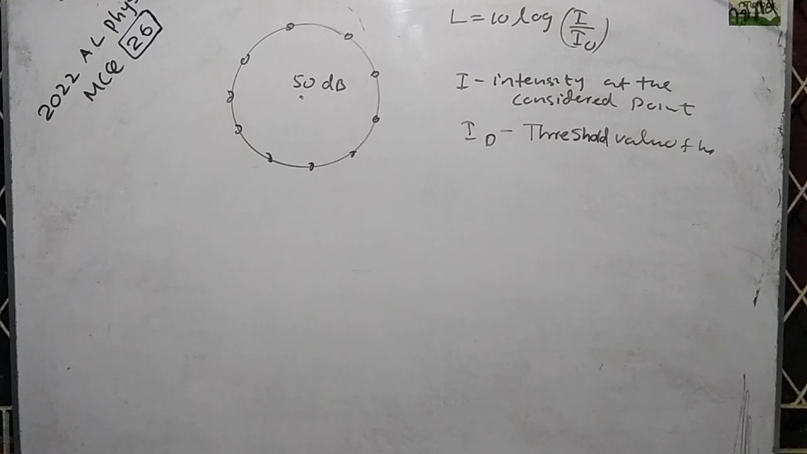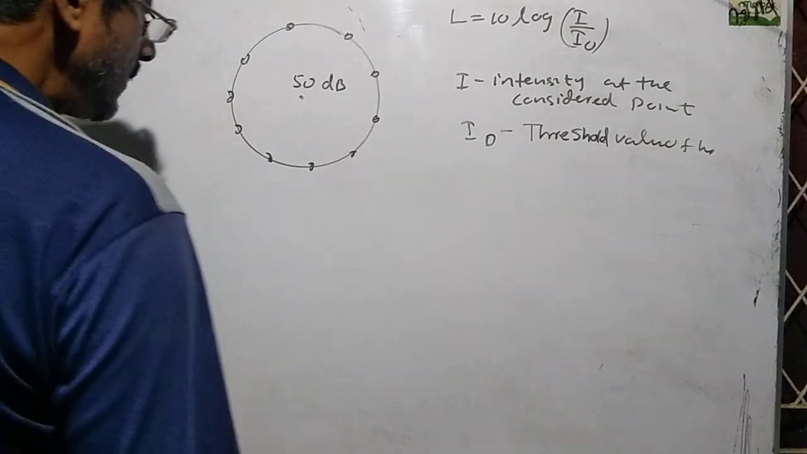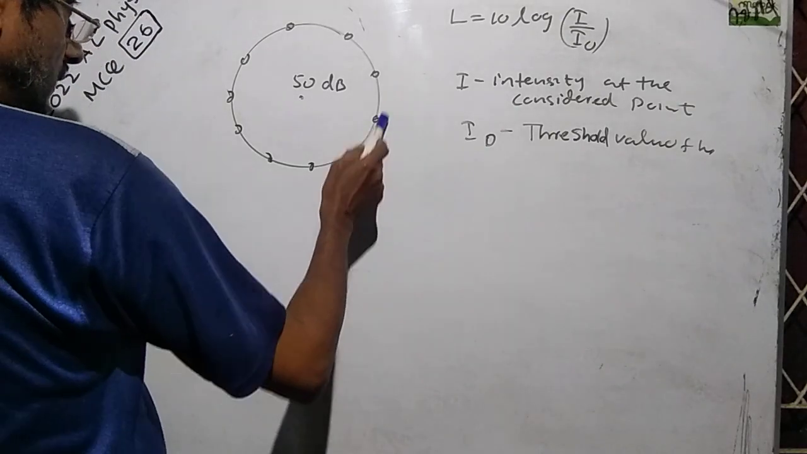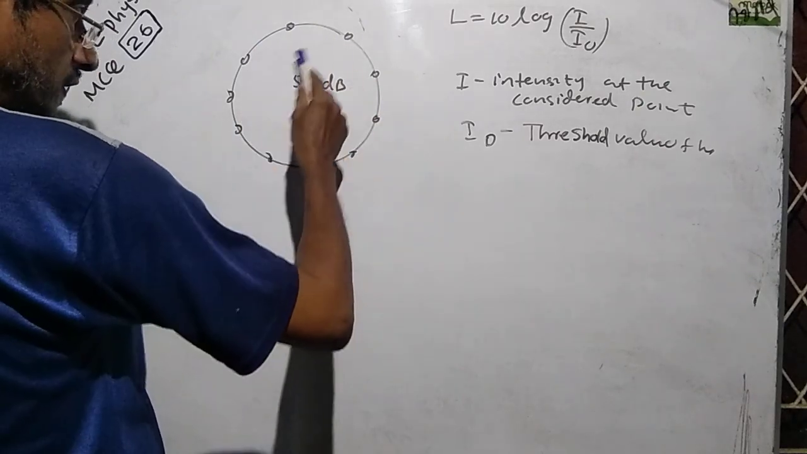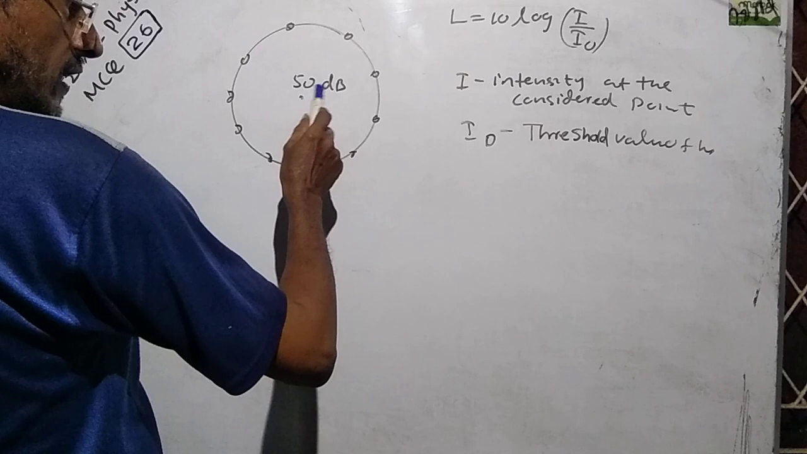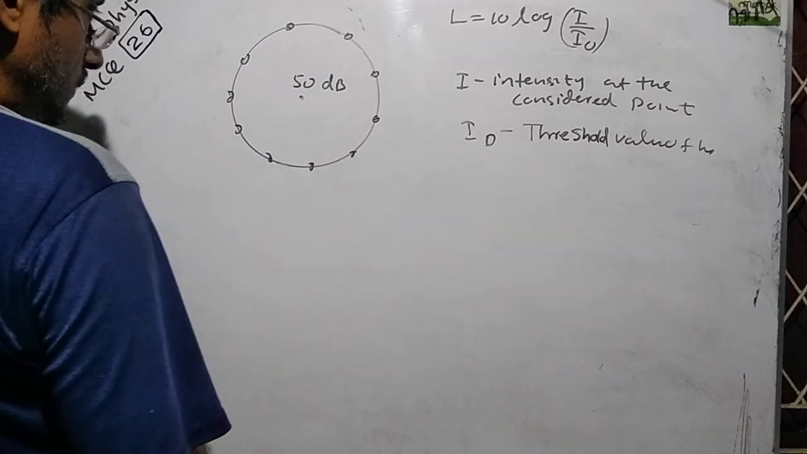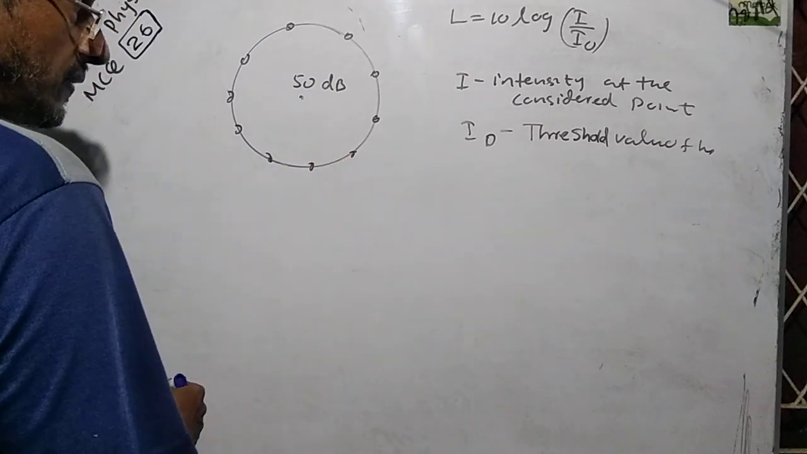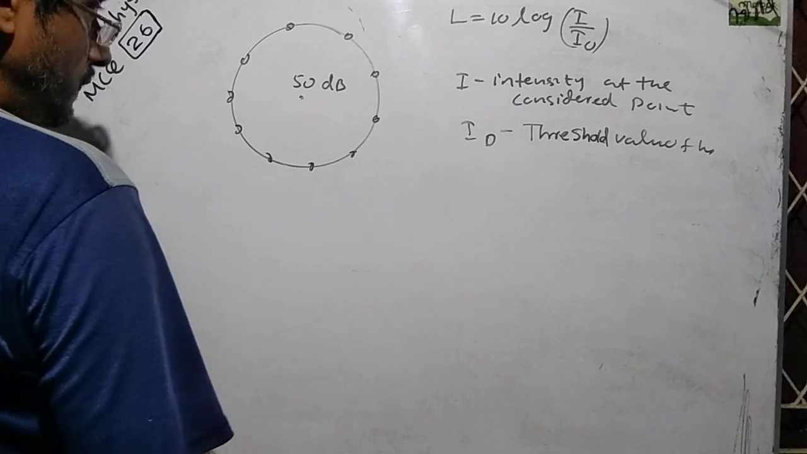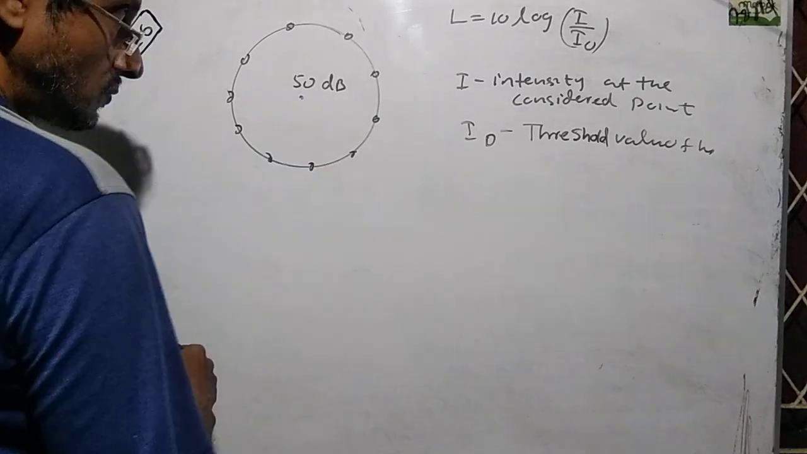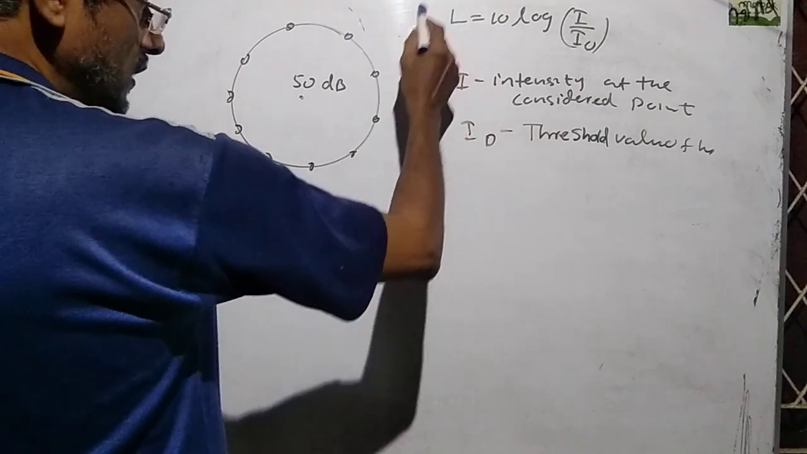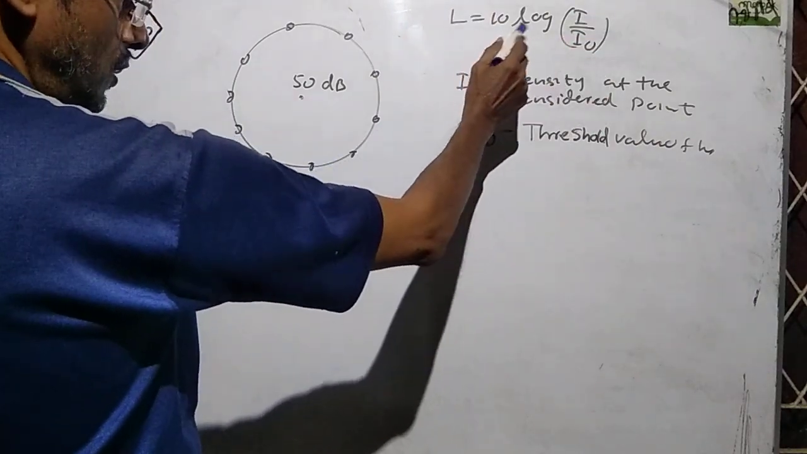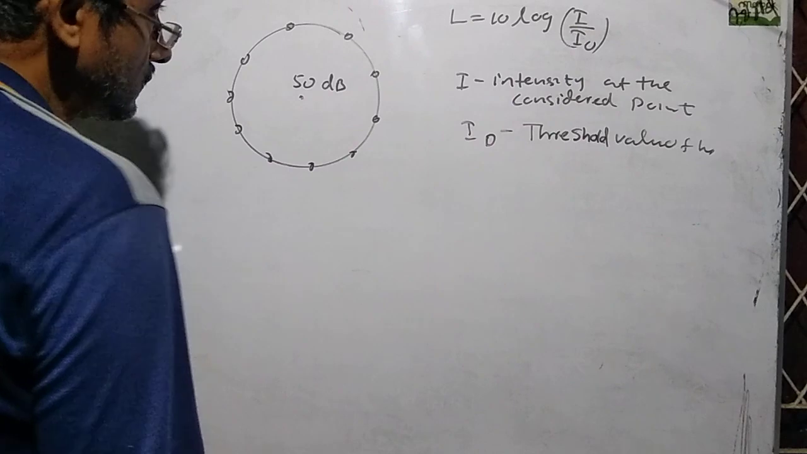There are two occasions mentioned. At the first occasion, there are 10 instruments on the circumference of a circle. 50 decibel intensity level is produced at the center. And I use this equation: L equals 10 log I over I naught.